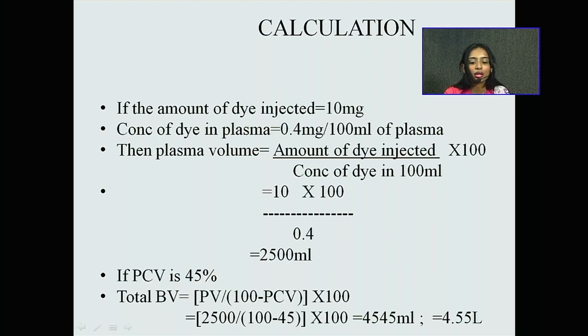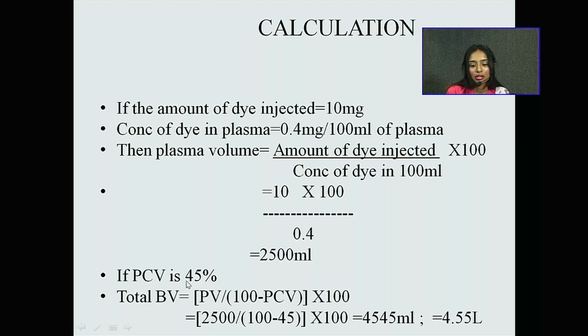Next, calculation. If the amount of dye injected, for example, is 10 mg, the concentration of dye in the plasma will be 0.4 mg per 100 ml of plasma. Then plasma volume. Now this is the formula: amount of dye injected. How much amount of dye did we inject? 10 mg, upon the concentration of dye in 100 ml. What was the concentration of dye? Here it was 0.4 mg. So 10 upon 0.4 mg into 100 ml of plasma. So now here it will be into 100, so that comes out to be 2500 ml.